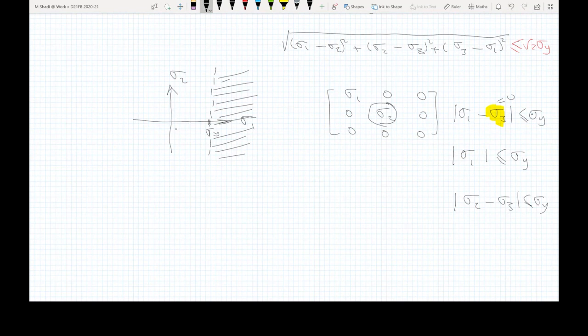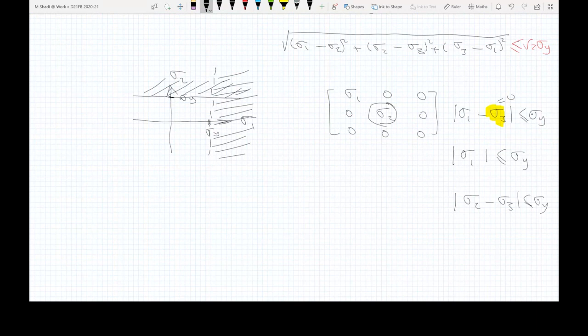So we're still moving along this axis here. You will keep moving along this axis. You will get to the point where sigma 2 is equal to sigma y. And beyond this point, you will again have yield. So I'm going to cross out everything that is happening beyond sigma 2 equal to sigma y.